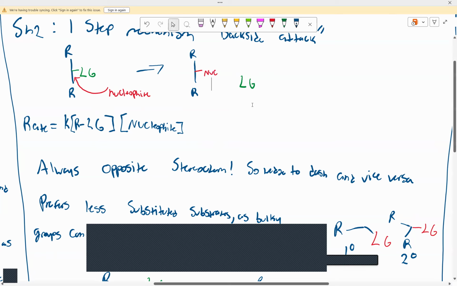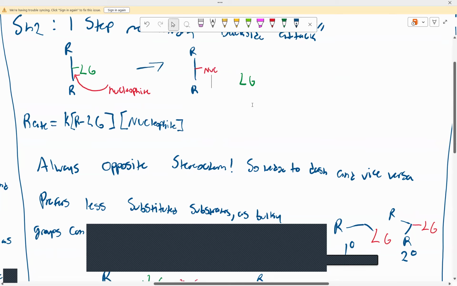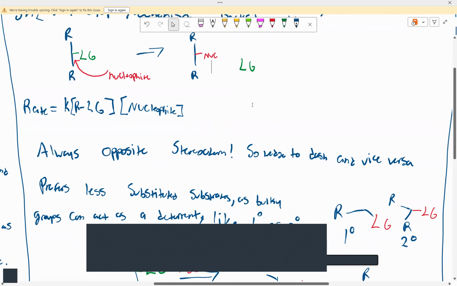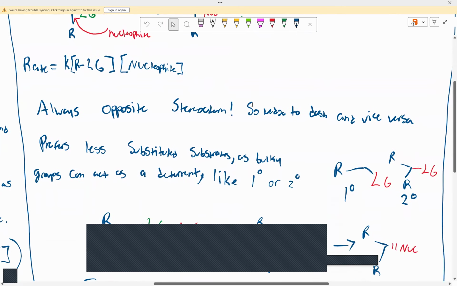Sorry, my bad, if that was a little confusing. But nucleophiles, right? They don't want to be pretty chunky. Assassins are not chunky, so the nucleophile itself will also be kind of small. And that is why it is a backside attack.